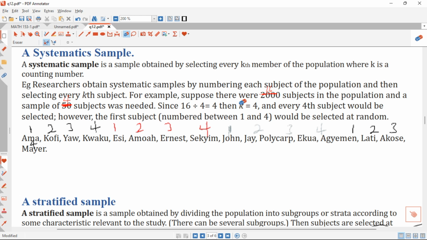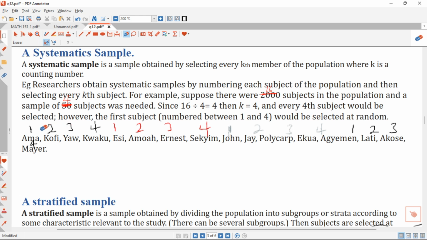This is telling us that out of this population of 16, we are going to have 4 different groups that will form the sample. And when we add everything, we have to get the population of 16. Then we form our sample by using the 4th subject in each group. And the first subject could be selected at random.